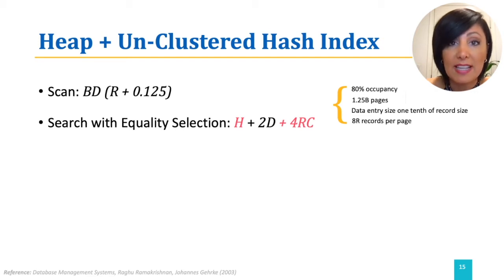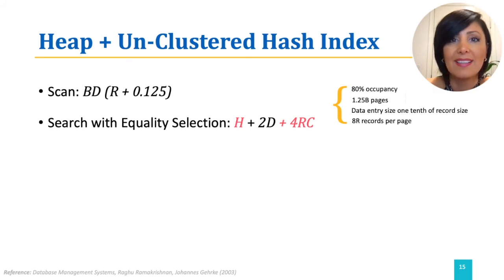Then finding the data entry on that page, on average, will take scanning half of the records, which will be 0.5 times the number of records in a page, which we said is 8R, times C, which is the time to process each record. Finally, we have to fetch the data page from the data records file, which adds another D to the equation, bringing the cost to H plus 2D plus 4RC.